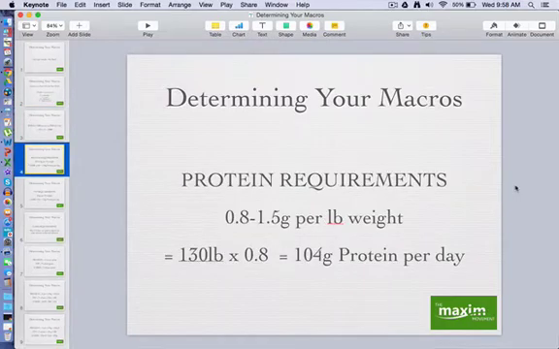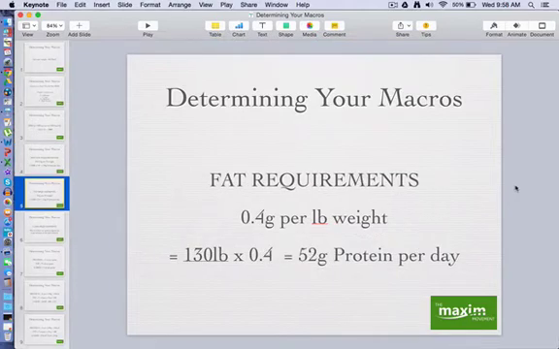So with regards to your macros, your macronutrients are proteins, carbs, and fat. For protein, they recommend anywhere from 0.8 grams to as high as 1.5 grams per pound of body weight. Now, if you want to extend this, you could do it just based on lean body mass, so your body weight minus your fat. We're going to keep things simple. So again, for a 130-pound person, keeping it a modest 0.8 grams per pound gives us about 104 grams of protein per day.